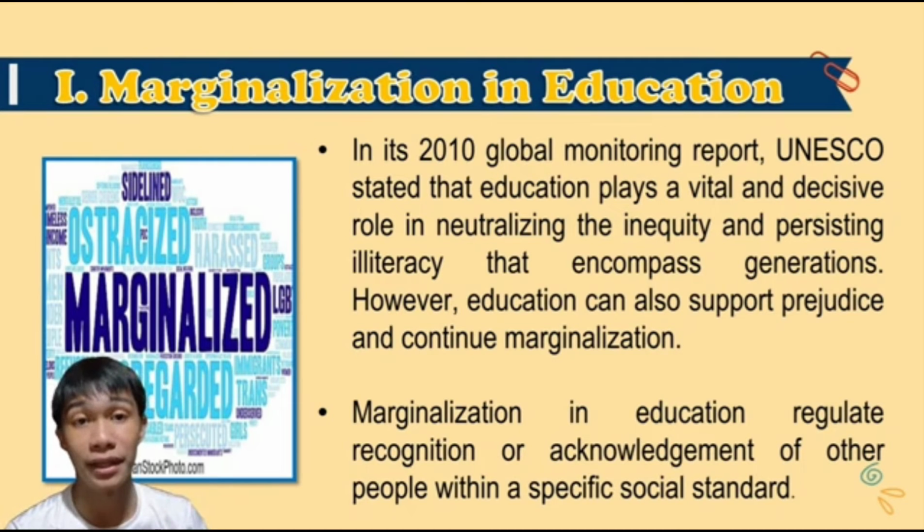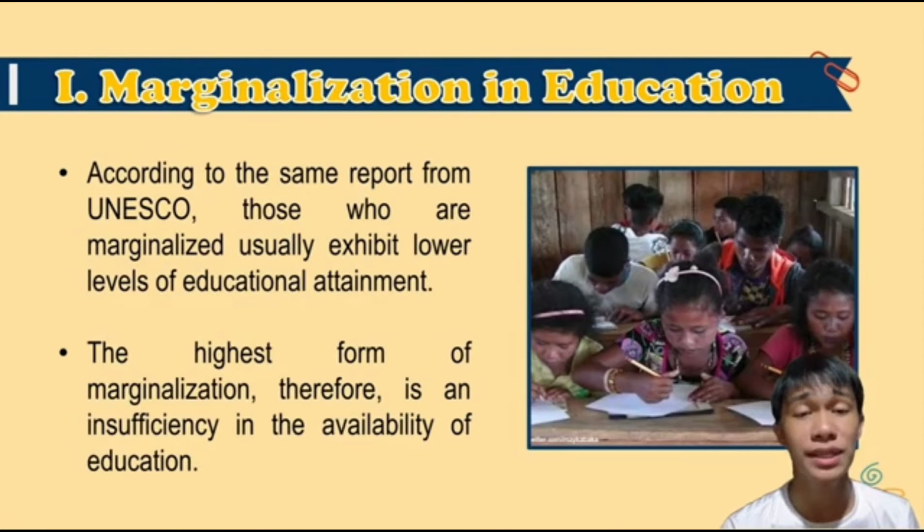According to the same report from UNESCO, those who are marginalized usually exhibit lower levels of educational attainment. Therefore, we can say that the highest form of marginalization is an insufficiency in the availability of education, meaning that the highest form of marginalization is when children are deprived of education that they deserve.